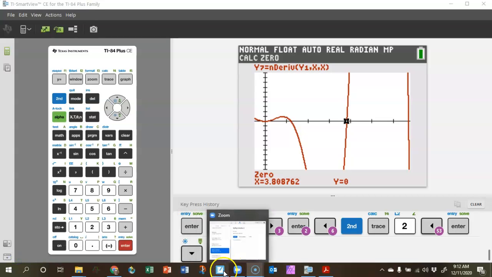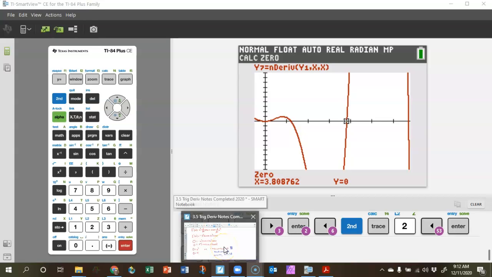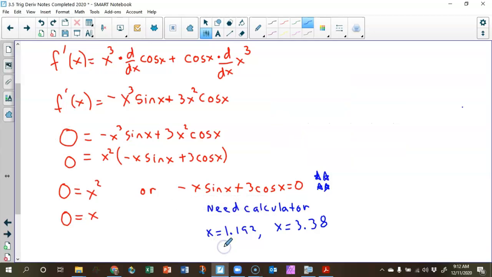So that second x-intercept I miswrote over here, it should be 3.809. I accidentally added an extra 3 in there. So we should have 3.809 for that second piece. So I just want to make sure we clear that up.